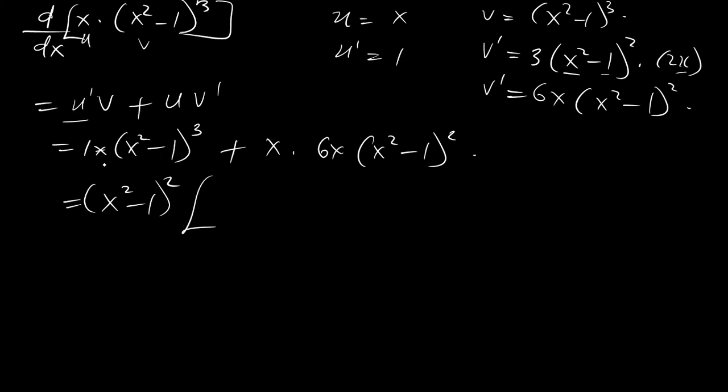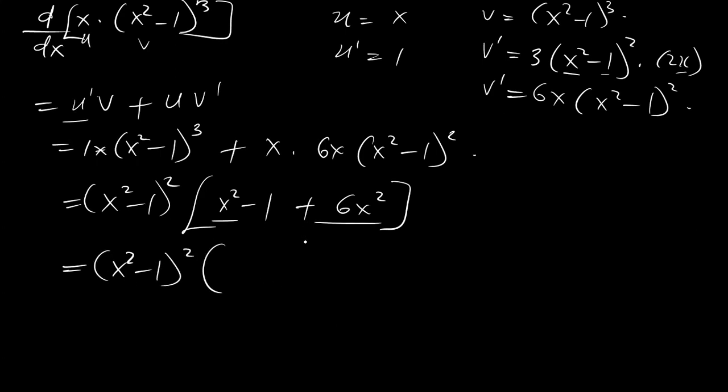So factor it out. You now have 1 times x squared minus 1 left here, then plus this 6x squared. If you add this together, you have x squared minus 1 all squared, plus 6x squared, plus 6x squared will give you 7x squared minus 1. So this is your final answer.